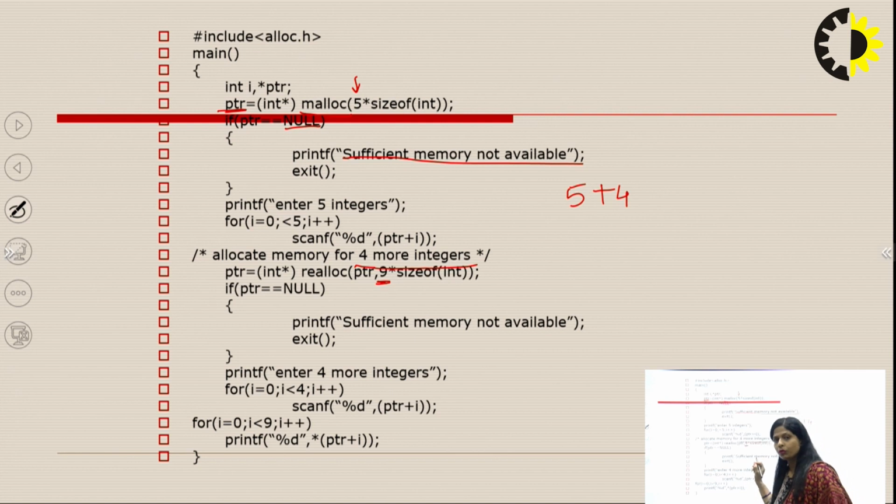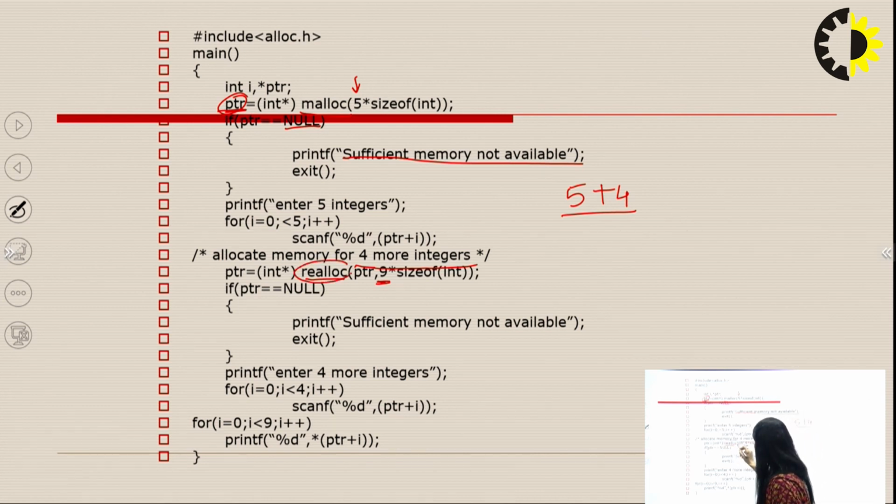We will not be using 4. For the 5 blocks we have already allocated, we require 4 more. No, what is the total size? That is 9. So we will be writing realloc, old pointer. What is the old pointer? Here ptr is the old pointer. Fine. Comma, 9 into size of int. That means 5 I have allocated earlier, 4 more integers I require, so 5 plus 4 becomes 9. So 9 into size of integer. That is how we are using the realloc function.